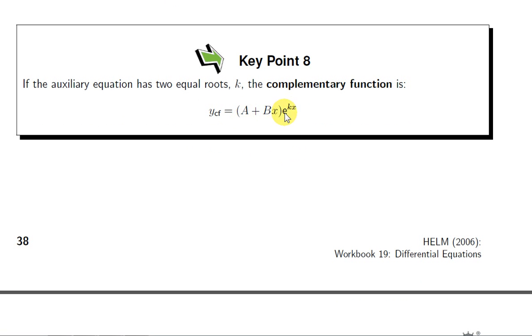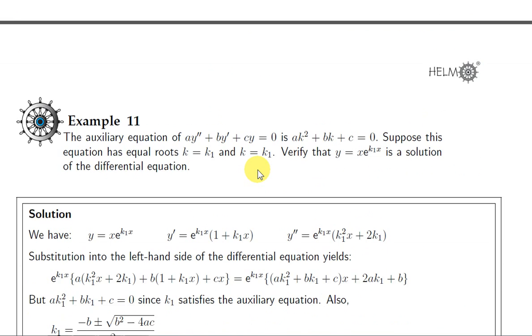Now we're going to show that such a product x e to the kx is indeed a solution of a differential equation whose auxiliary equation has equal roots. So we're going to take the general case of a homogeneous second order differential equation. Here's the auxiliary equation that goes with it, and we're supposing that it has equal roots. In other words, b squared minus 4ac is 0, and we're going to verify that x times e to the power of that root times x is a solution of the differential equation. So the root here is called k1, but we could just call it k.